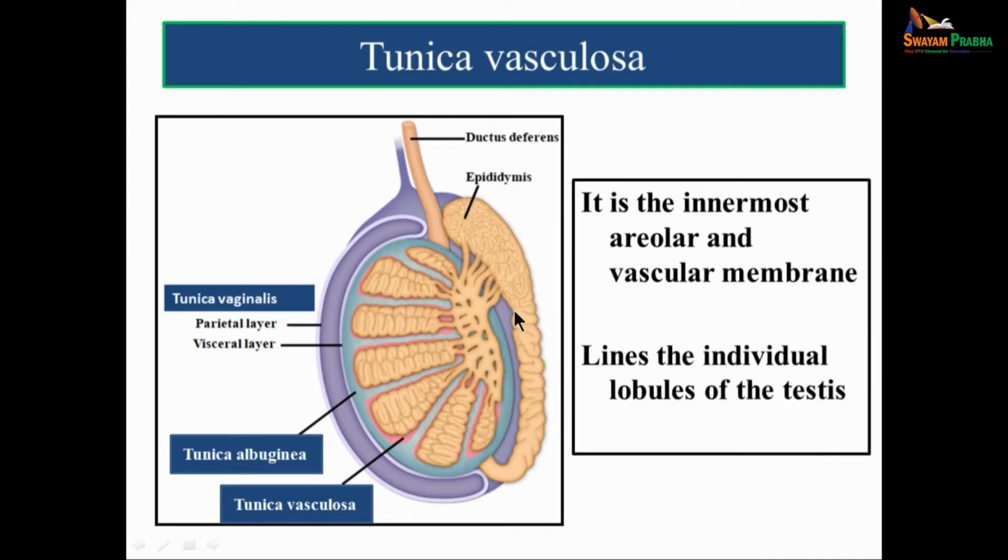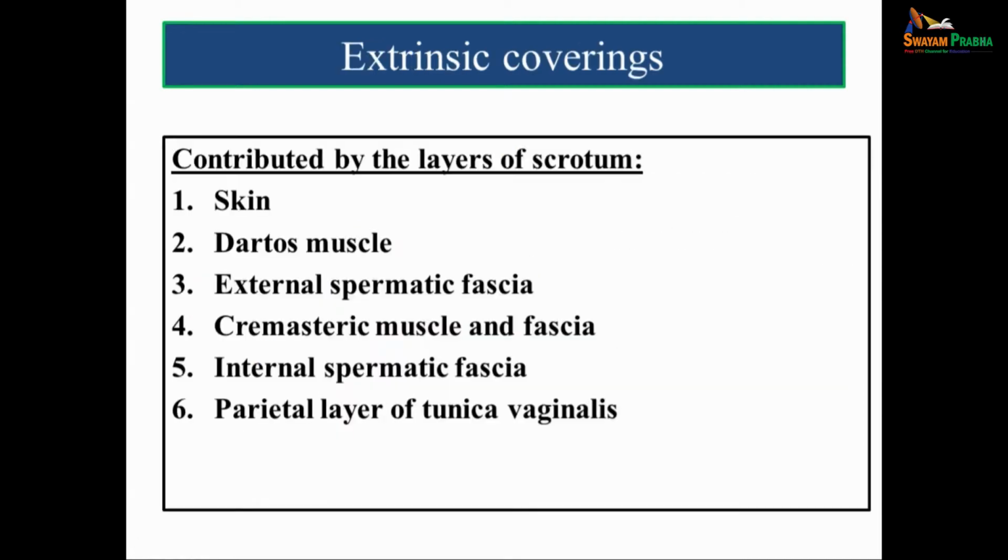The innermost layer is the tunica vasculosa. It is an areolar and vascular membrane. It lines the individual lobules of the testis. So, these are the individual lobules, and these are lined by an areolar and vascular membrane that we call the tunica vasculosa. Now, these three coverings which I just discussed are called the intrinsic coverings.